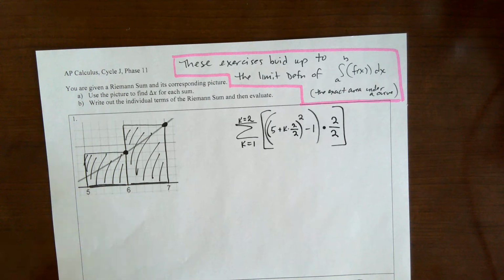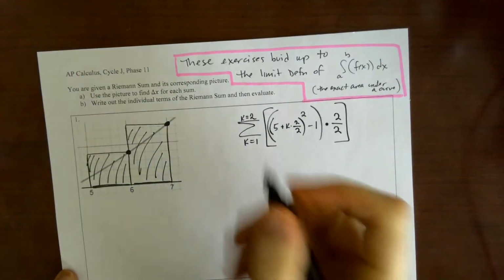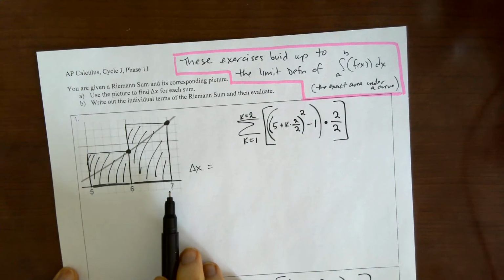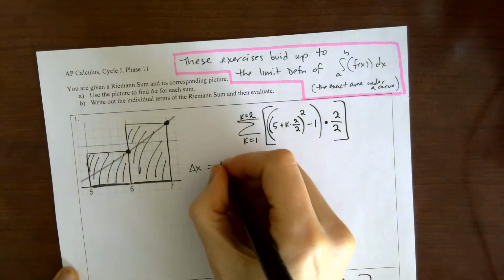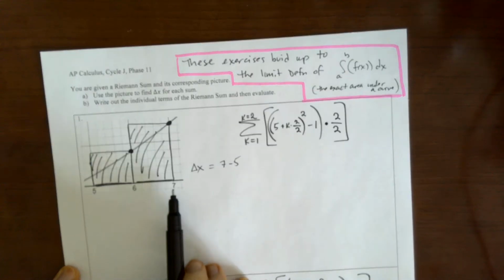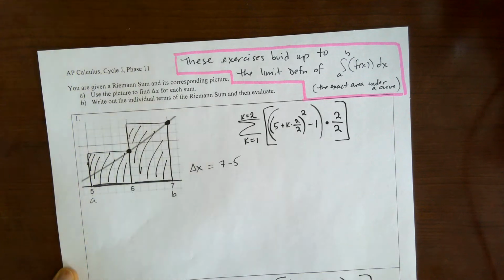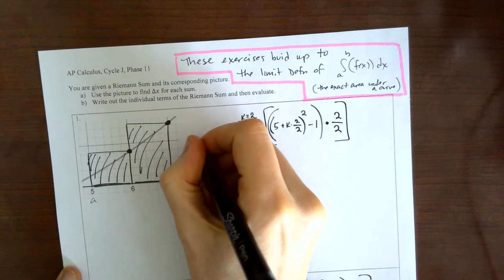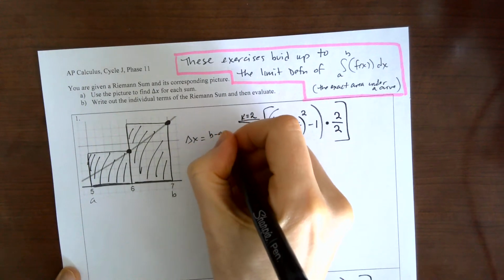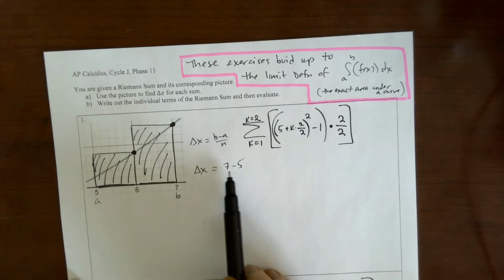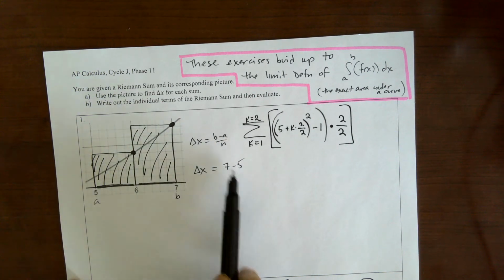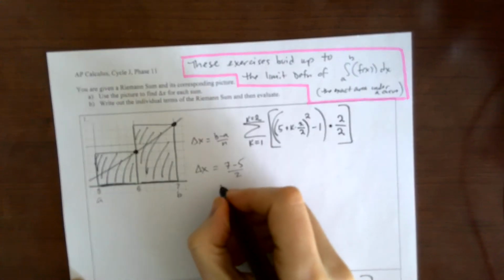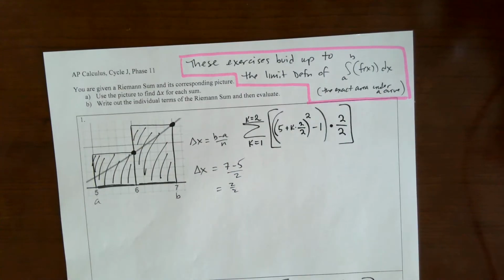Alrighty. So the way that you get delta x is we're gonna go 7 minus 5. All right, so 7 minus 5, that gives us the length of the interval. So this is like A and that's like B. And maybe I should just give you a formula for it. So delta x is always going to be B minus A over N. So A and B are the endpoints of the interval. N is the number of rectangles. So it's 7 minus 5 over 2. So 2 over 2 is delta x.